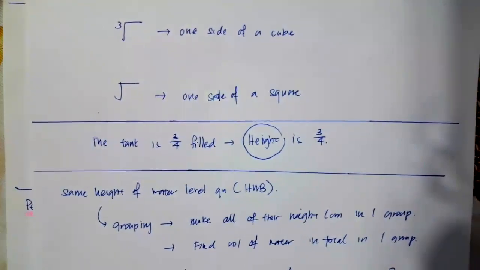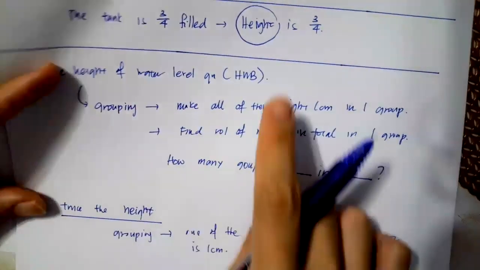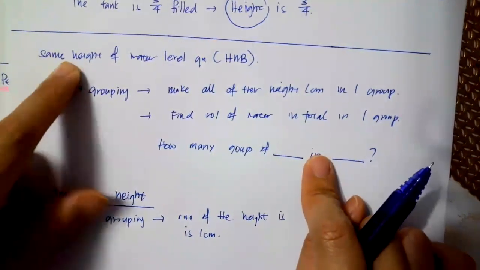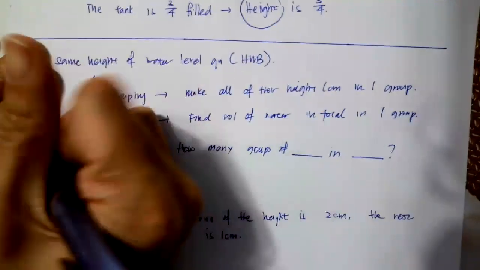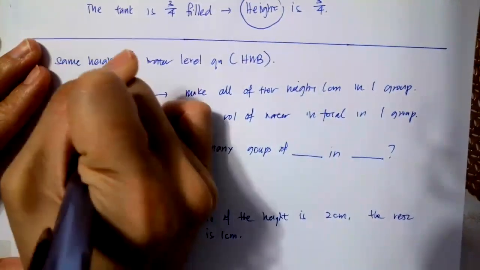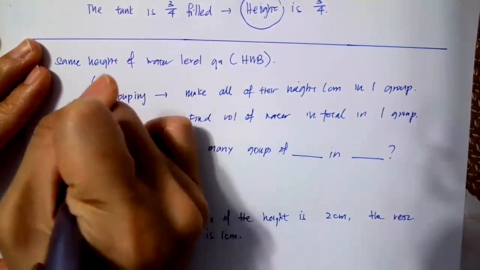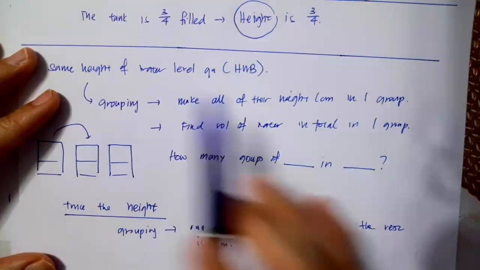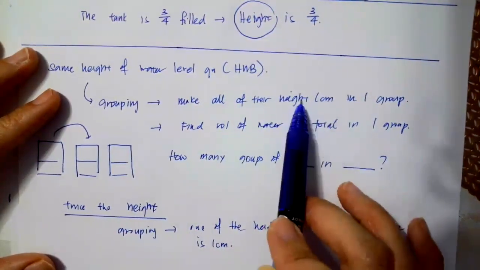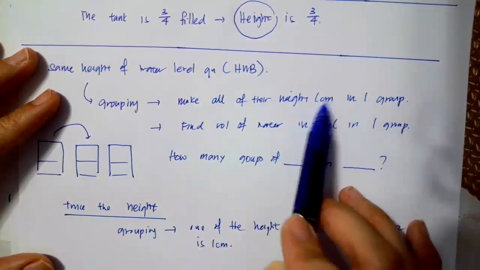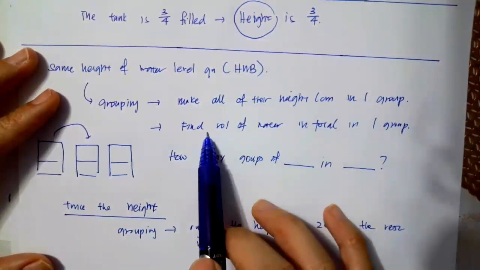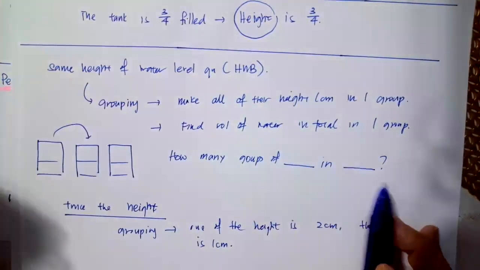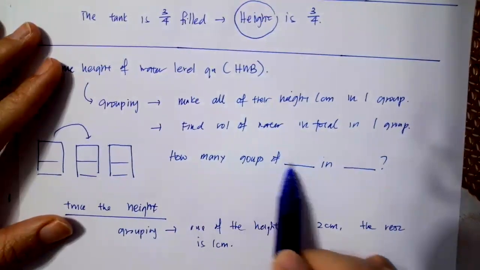Okay. Next, this was a question that we repeated a few times, but I didn't really remember, or there were a few who are still struggling with this. The one on the same height of water level question, where I take from one container and I pour into the other two containers, and then they have equal height at the end, that kind of thing. Now, first thing, this is actually the idea of grouping. So make all of their height of the water level in one group 1 cm. This is the smallest number you can use. Okay, then you find the volume of water in total in one group. So they're going to be in this proportion all the way until I fully fill them. So you ask yourself, how many groups of this in this?